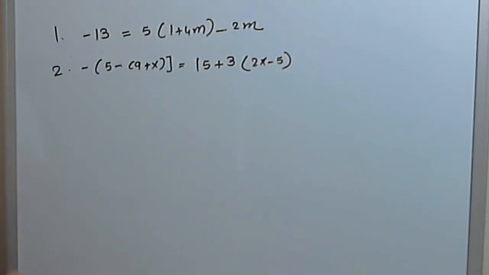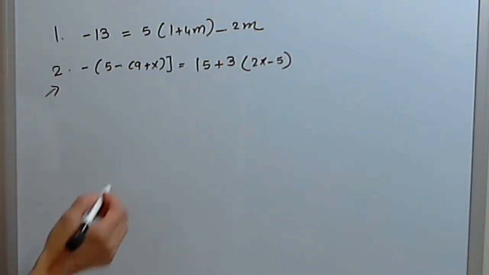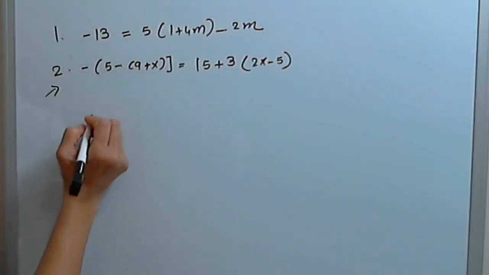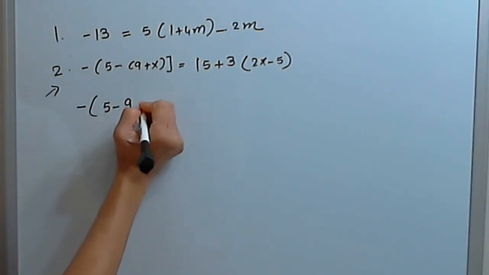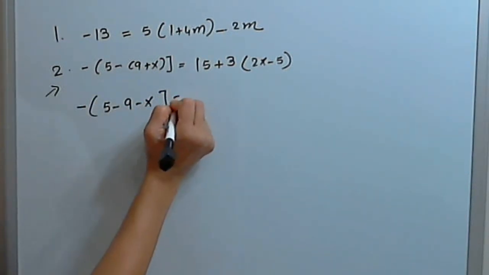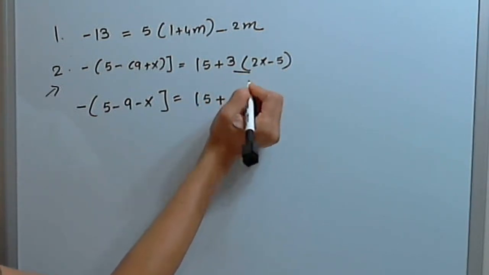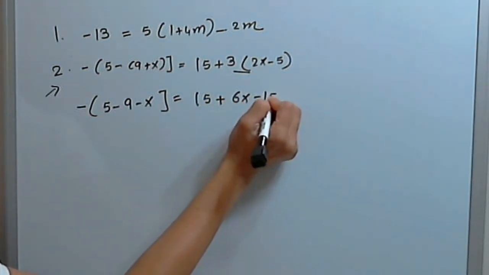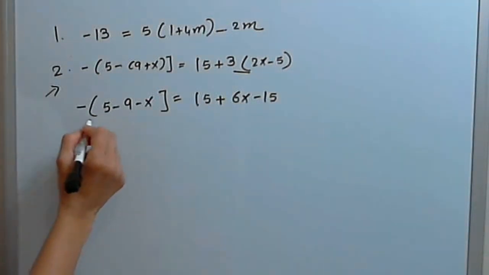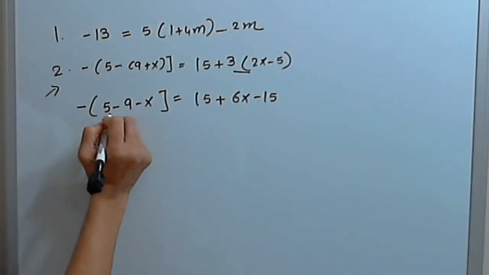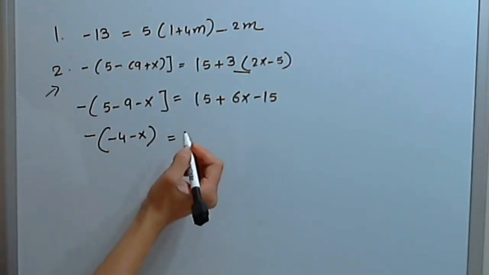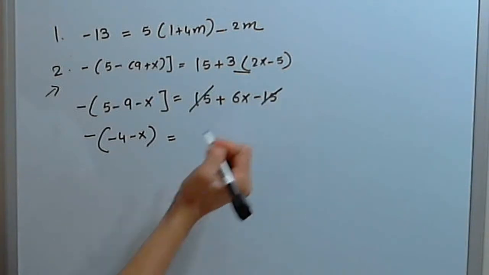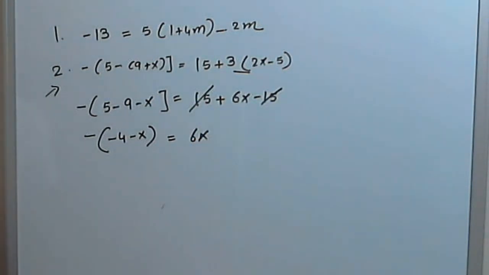This example looks so scary, but once you simplify one by one, it's not that much. Let's try this one. Minus 5, let's solve the parentheses first. Minus 9 minus x equals 15 plus, multiply this, 3 2s are 6x minus 5 3s are 15. Now multiply this sign, simplify this. 5 minus 9 is minus 4 minus x equals, this 15 and this 15 will cancel out. So actually you are left with 6x.